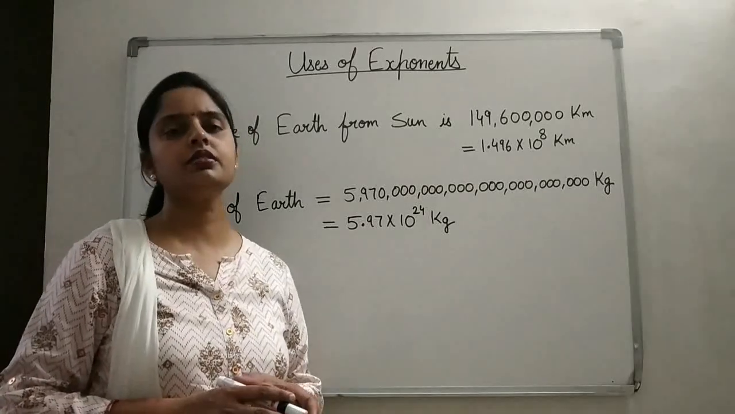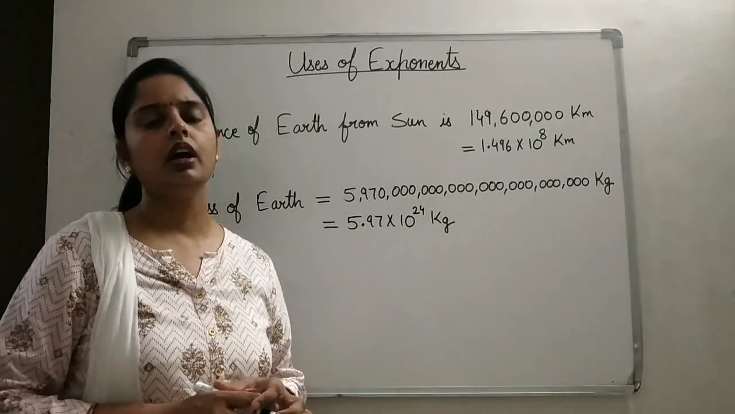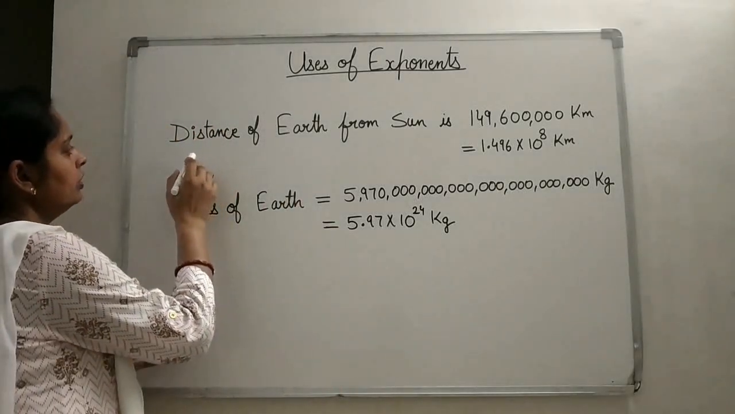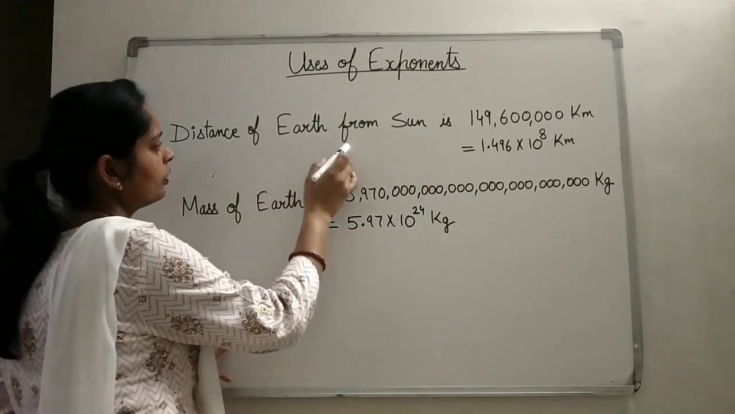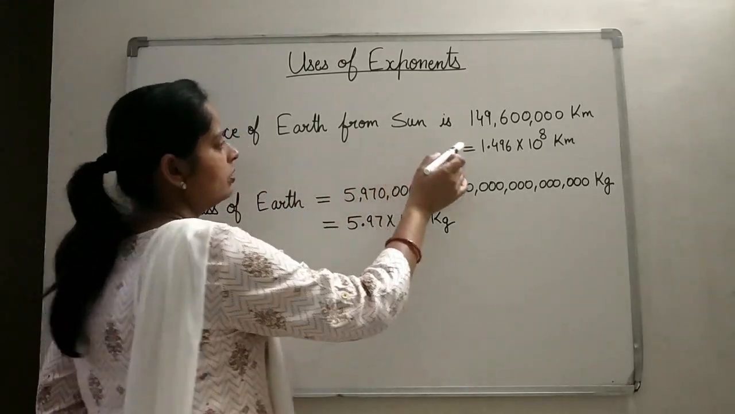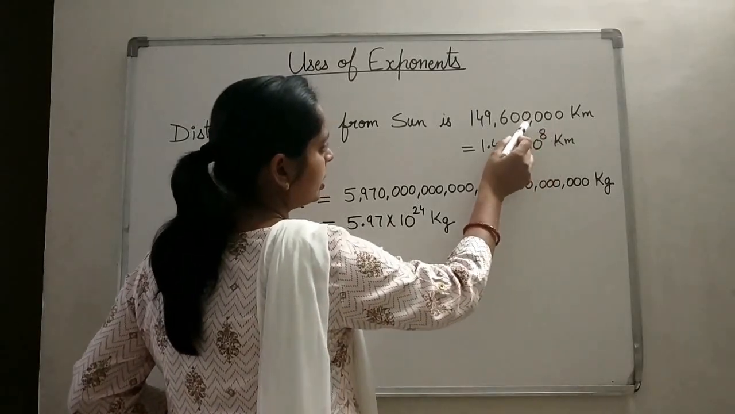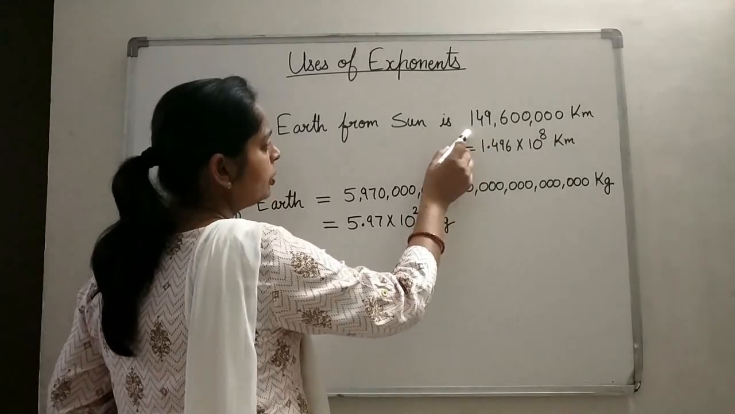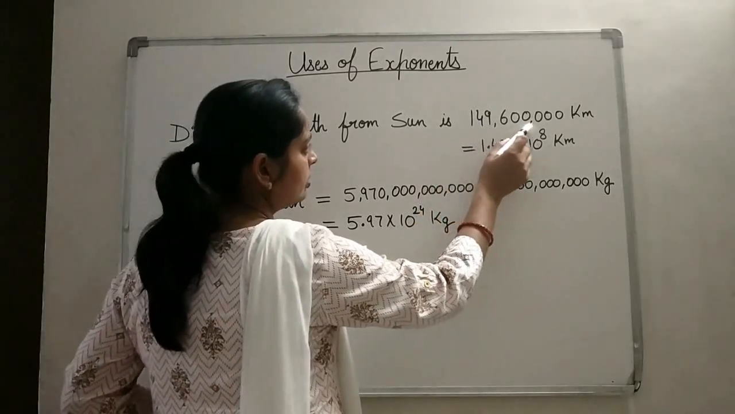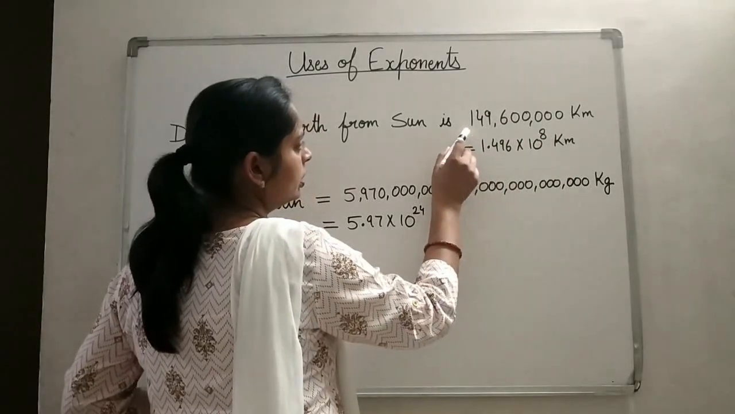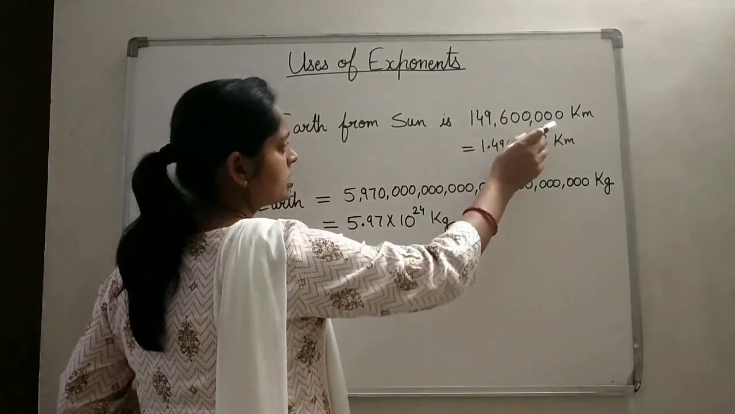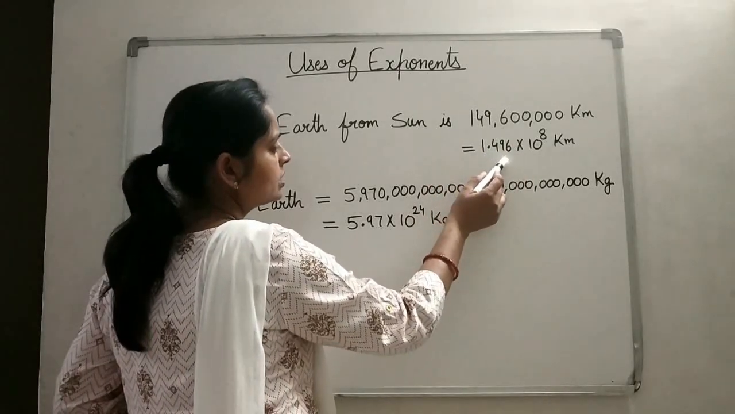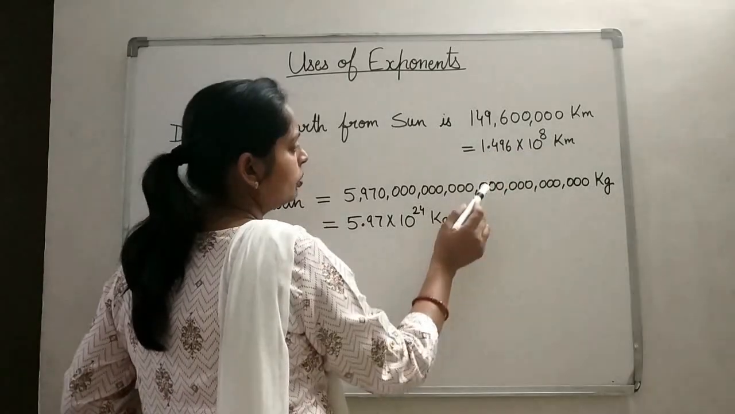Hello students, as we have started with our chapter exponents and powers, let's see what the uses of exponents are. Here, the distance of earth from sun is given as 149,600,000 kilometers. It is not very convenient to write and read this very large number. So this number can be written as 1.496 into 10 to the power 8 kilometers, right?